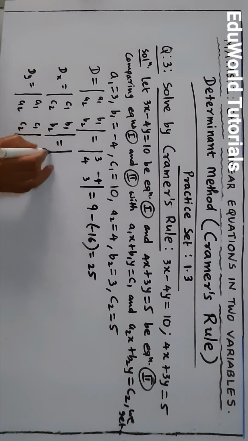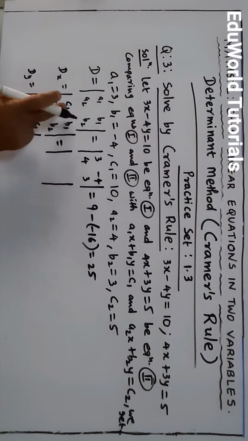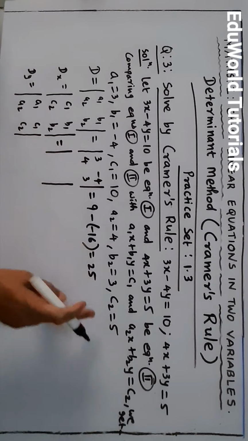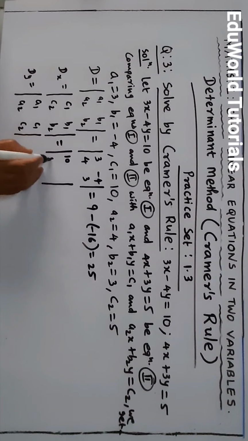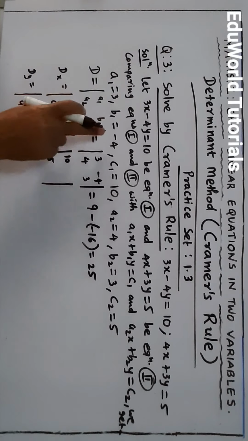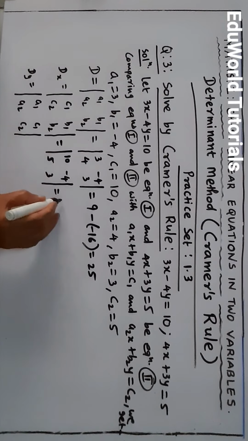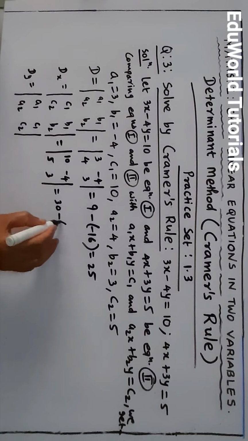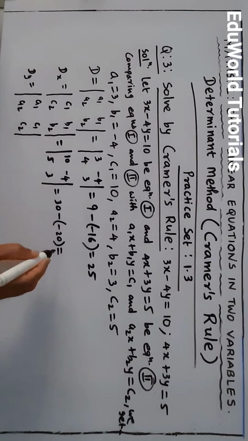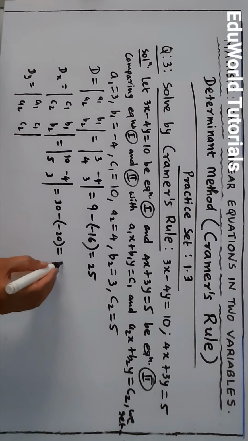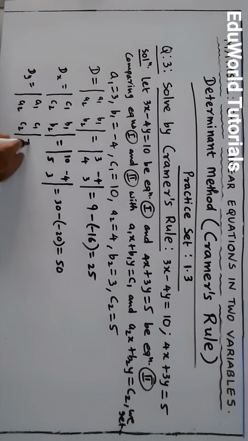Okay, for the determinant dx, columns are C1, C2, B1, B2. C1 is 10, C2 is 5, so 10 and 5. B1 is minus 4 and B2 is 3. So the value of this determinant is 10 3s are 30, minus 4 5s are minus 20, negative 20. 30 minus a negative 20 is 30 plus 20, which is equal to 50.